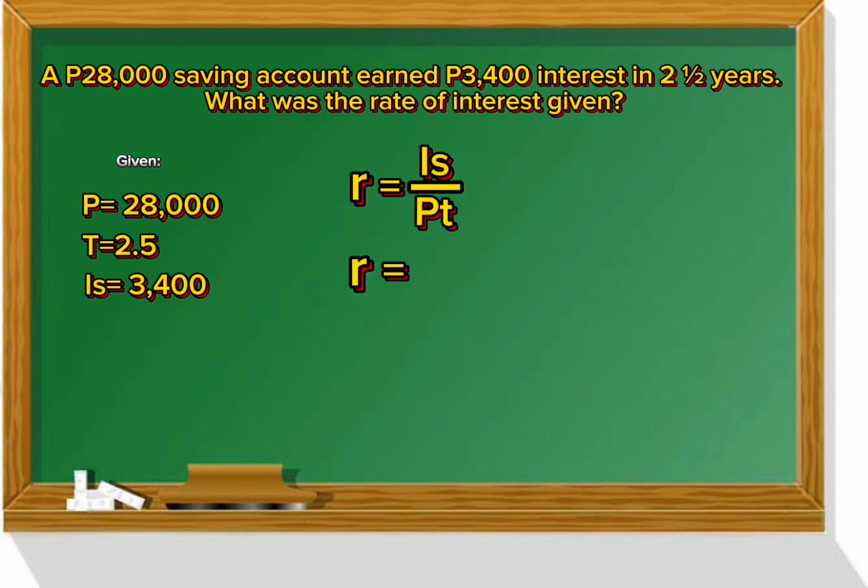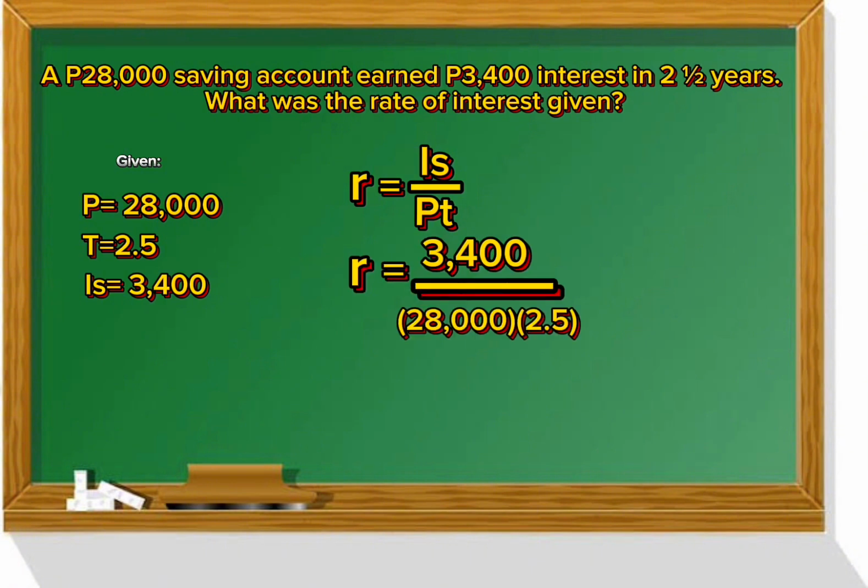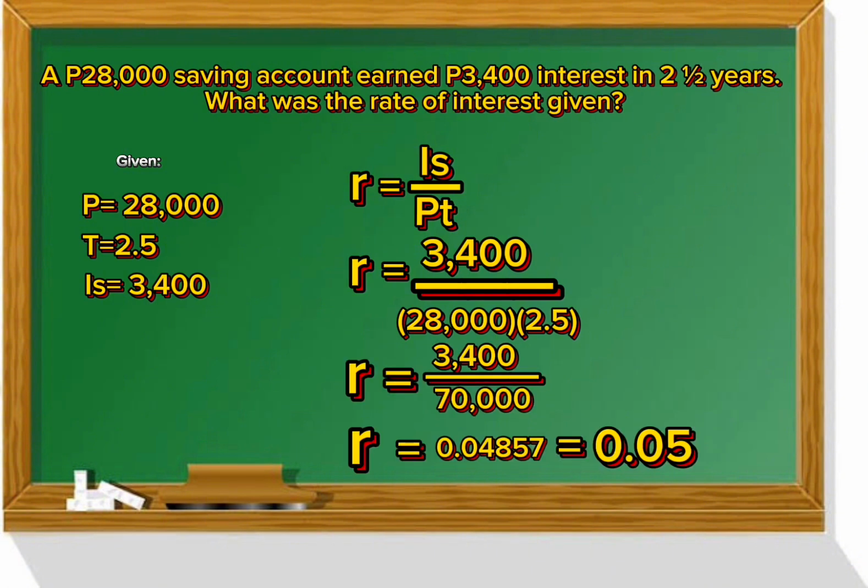So R is equal to 3,400 over 28,000 times 2.5. Copy the simple interest and then multiply 28,000 and 2.5. So 28,000 times 2.5 is equal to 70,000. Then 3,400 over 70,000 is equal to 0.04857 or 5%. So this is the final answer for the percentage.